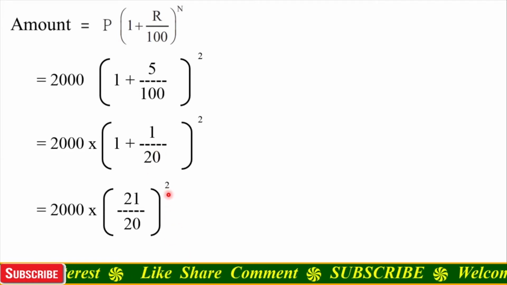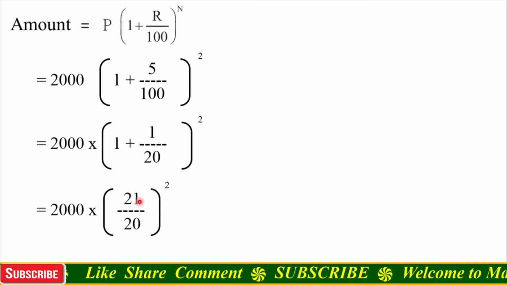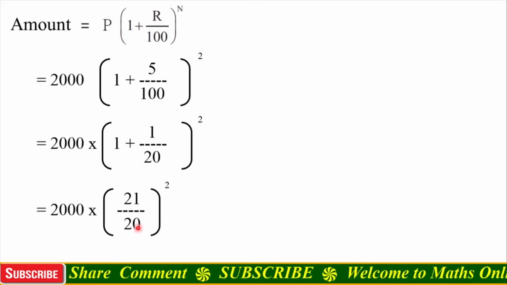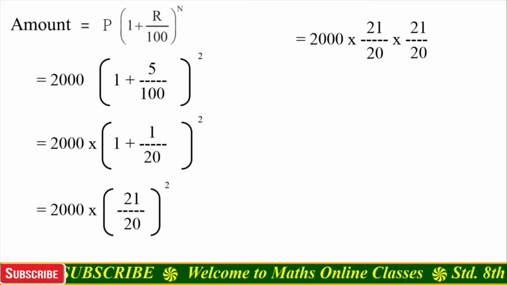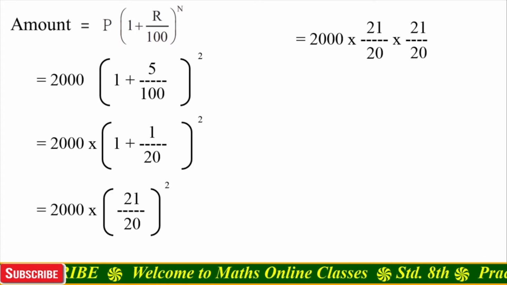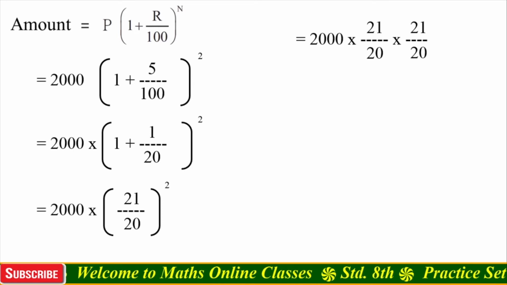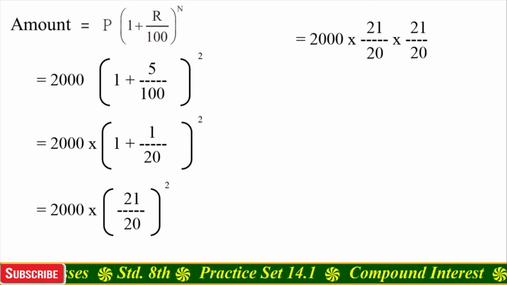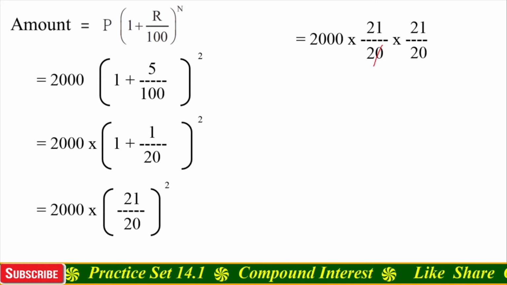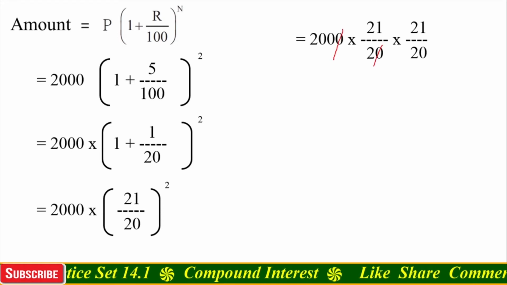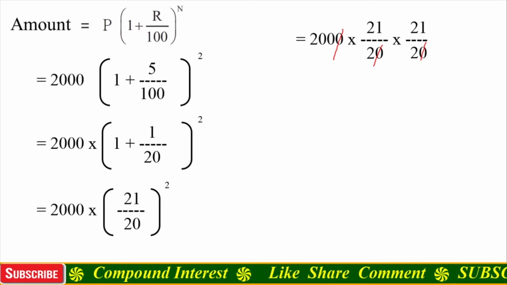As at the index place 2 is there, we have to take this fraction 2 times for multiplication. Therefore, 2000 multiply by 21 upon 20 multiply by 21 upon 20. In this 20 we have one 0 and in this 20 another 0. We will cut this 0 and this 0. Also this 0 and this one.